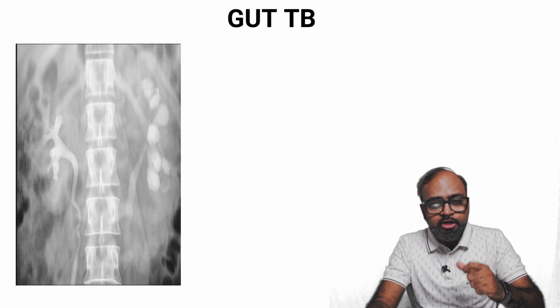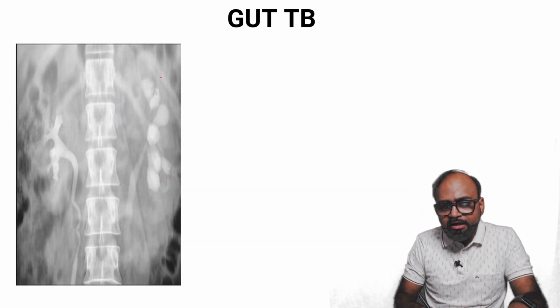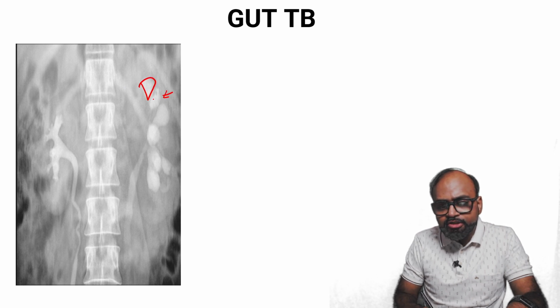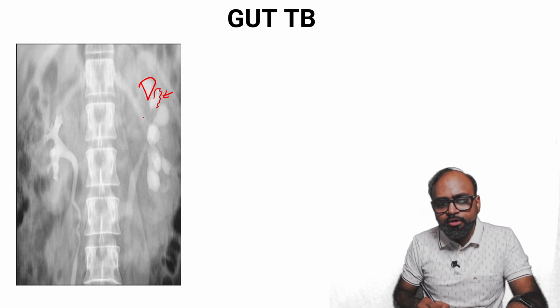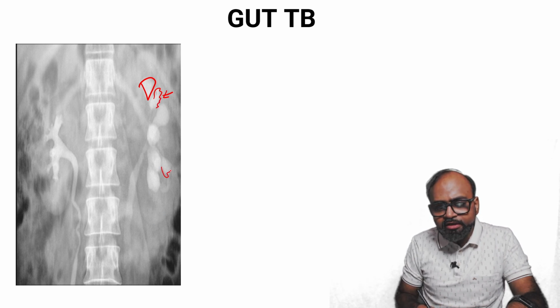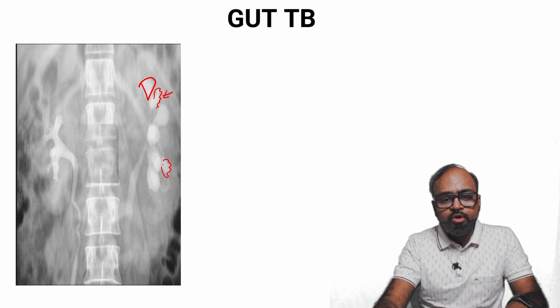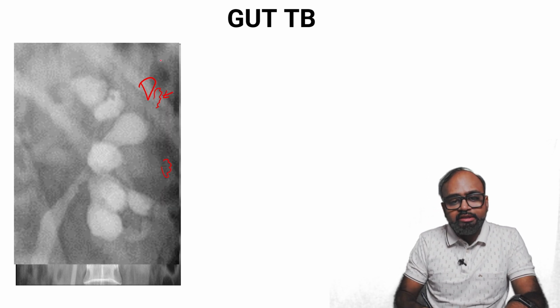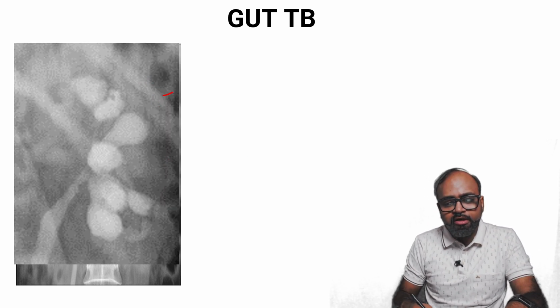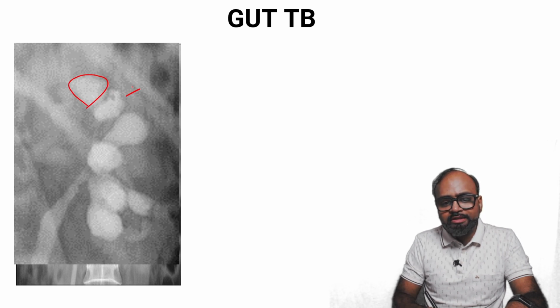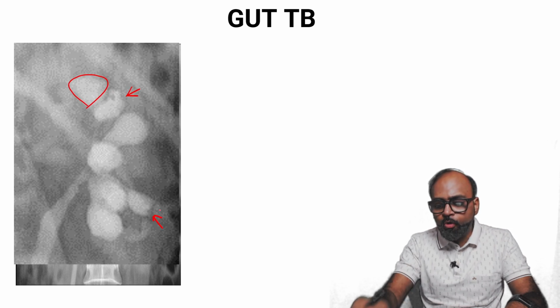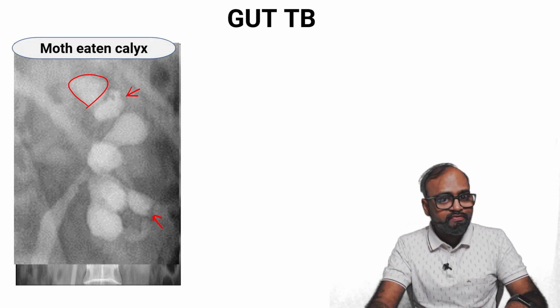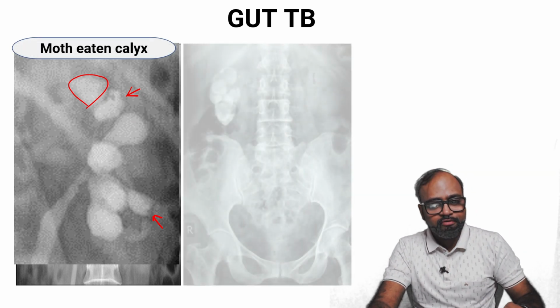Here, if you look at the calyces, see this particular calyx, its shape looks more or less uniform. But see this calyx, the shape is so irregular, as if there is an erosion there. If you look at this calyx, again the shape is irregular. This is what is called the moth-eaten calyx. If we zoom in now, the same finding is better seen. You can see this calyx, nice shape. Look at this calyx, this is the moth-eaten calyx, the earliest finding seen in renal TB at the level of the calyx.